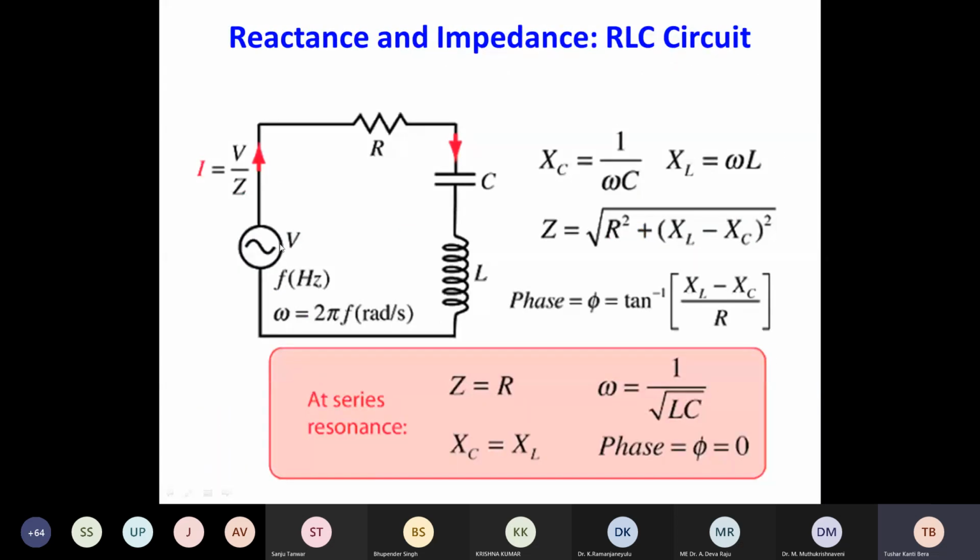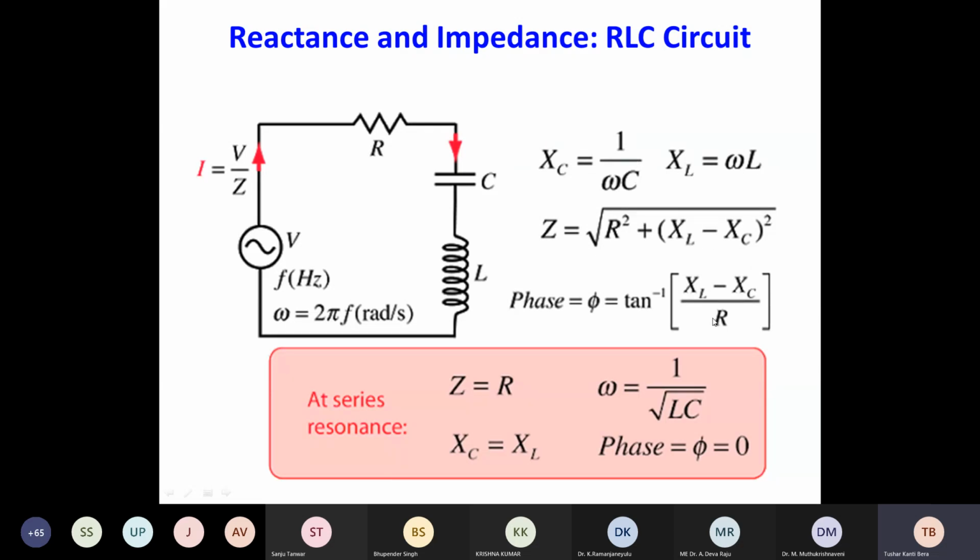But if we apply alternating current to a resistor, capacitor, and inductor, then the capacitive reactance produced by the capacitance will be 1 by omega C, and the inductive reactance produced by the inductor will be omega L, where omega is 2 pi f, and this depends on the frequency, while 2 and pi are constants, as we know. So automatically the capacitive reactance and the inductive reactance depend not only on the material property but also on frequency. Material property is either capacitance or inductance.